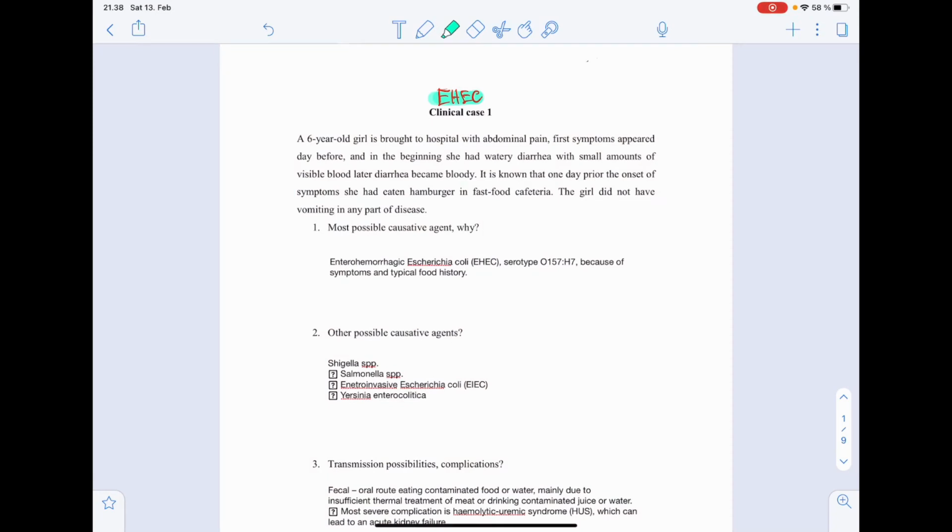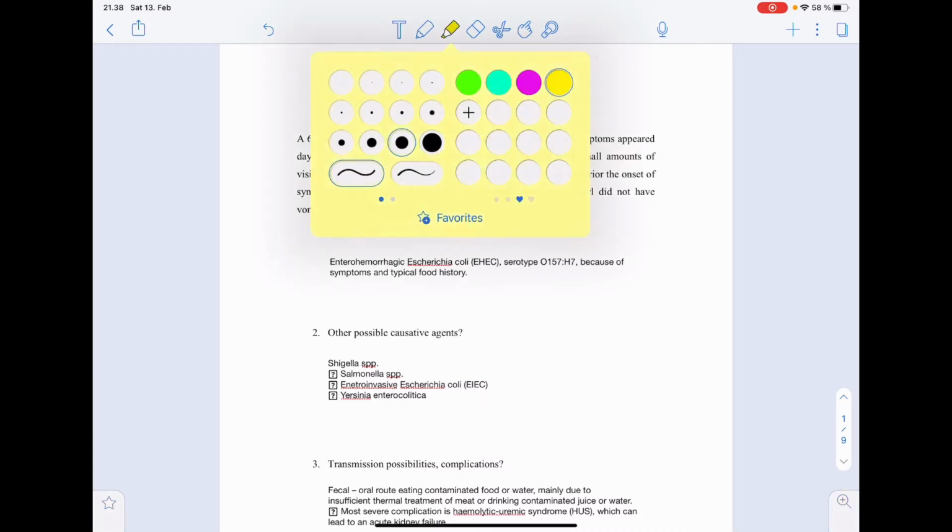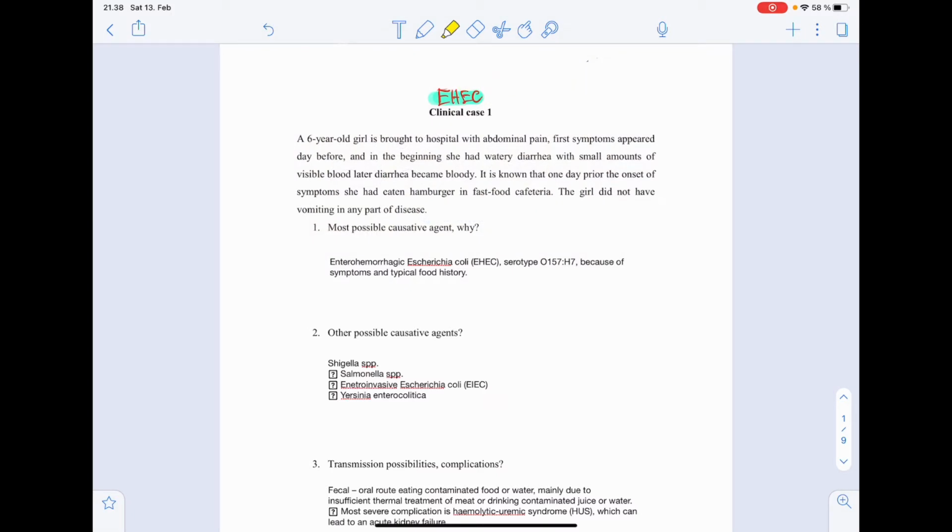This is the last part of our bacteria class, the Enterobacteriaceae class. As you are watching in the clinical case, I have already written EHEC. Let's identify why it's EHEC. If you just pause the video and read through the clinical case.